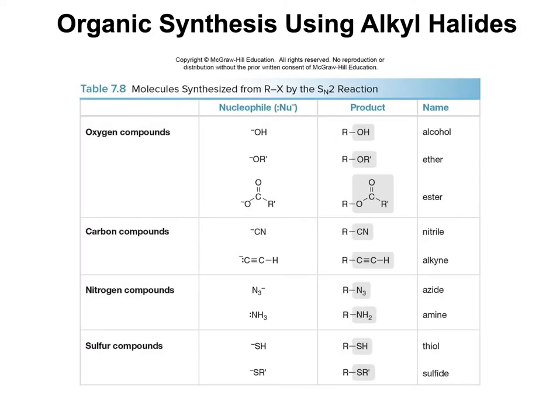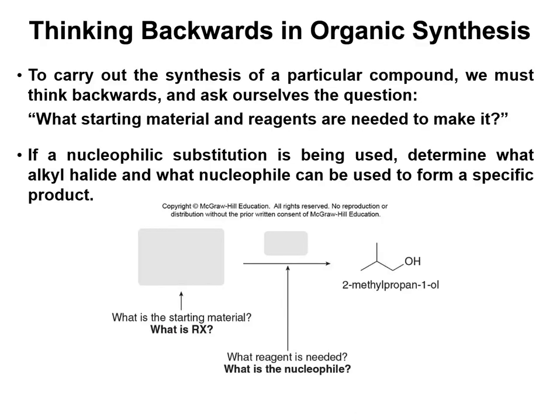So here you have some other transformations. Depending on the nucleophiles that we use, we can end up with all these products. And so this is exactly what I was talking about. So we know we have to start with an alcohol here at the end. So what is the starting material that we need, and what reagents are we going to be using? This is what we call retrosynthesis, meaning thinking backwards in organic chemistry.